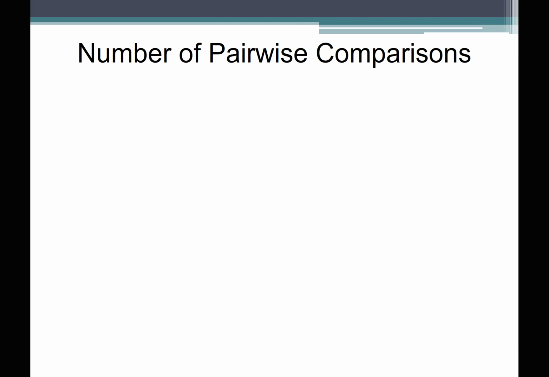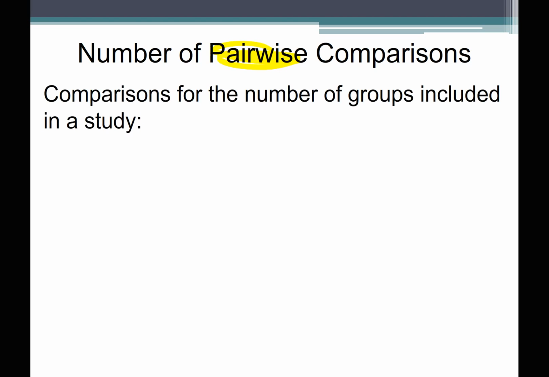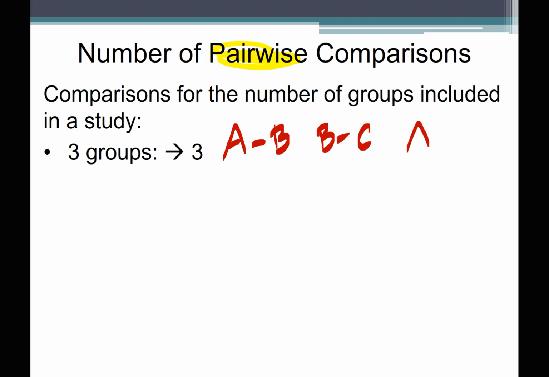So this term right here, pairwise comparisons, just means comparing one group against another. We take a pair of groups and we compare them. That's all that it means. Now the number of comparisons that we have to do depends on how many groups we have in our study. If we have 3 groups, we compare 3 times. We compare A to B, B to C, and A to C. Because if we did C to B, that's the same as doing B to C, and if we did C to A, that's the same as A to C.